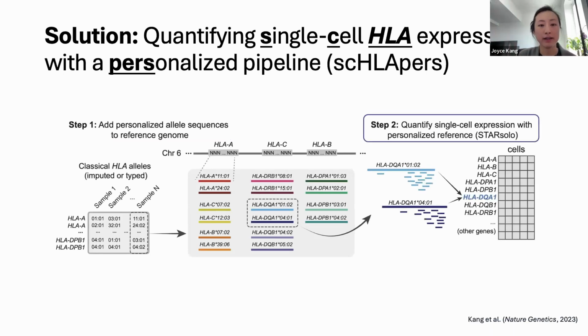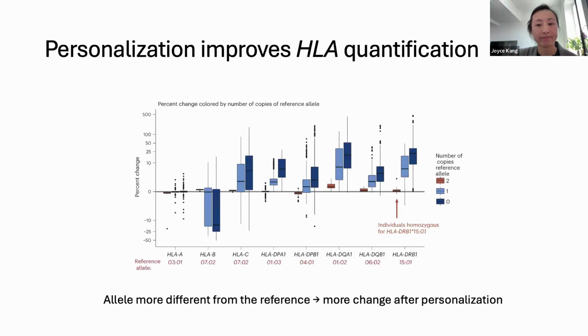And then we use STARsolo, but one could use Cell Ranger too, as the expression read counting algorithm to then output a genes by cells matrix, which is like what Cell Ranger would output, except now the HLA genes are estimated much more accurately.